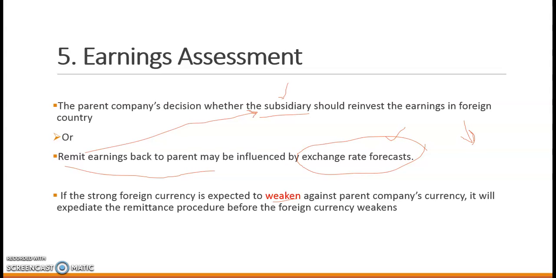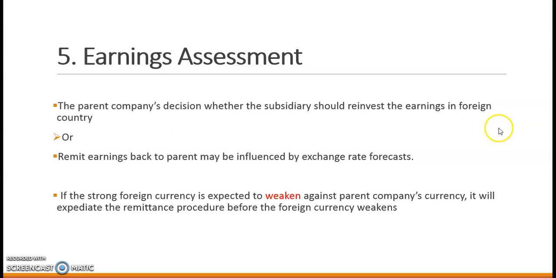Or otherwise, if they expect that the currency is going to strengthen and we are not worried for a 6-month period, or a 7-month period, before it weakens, then there is a cushion for them to reinvest into the company and remit it back within 4 months, or within 5 months, before the currency is expected to devalue. So this is how the earnings assessment will help them to increase their cash flows and decrease their cash outflows.